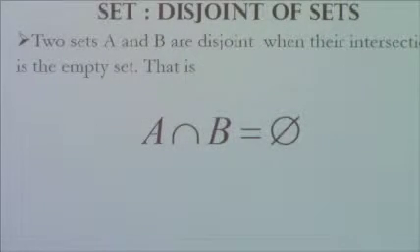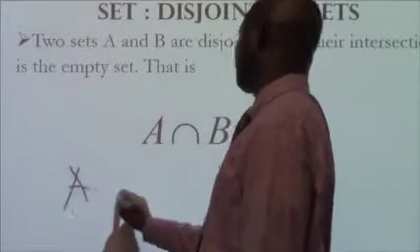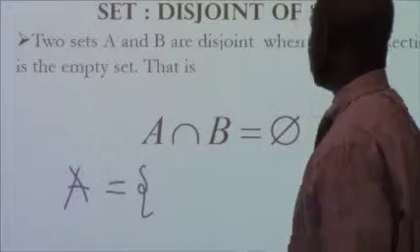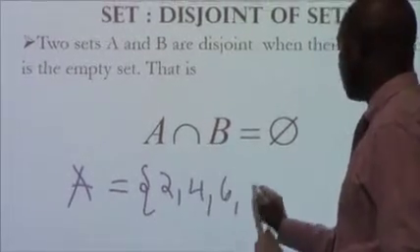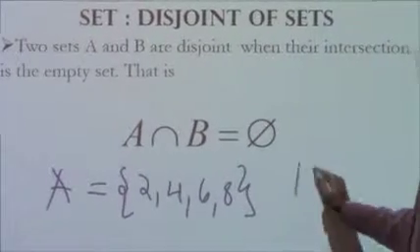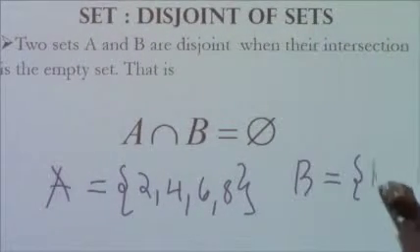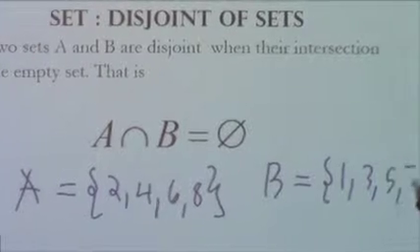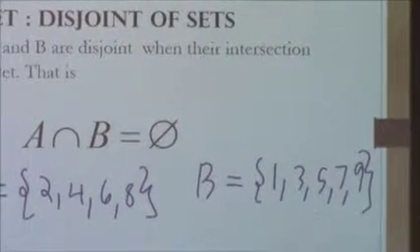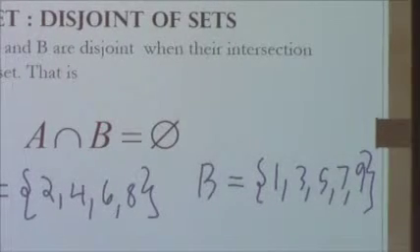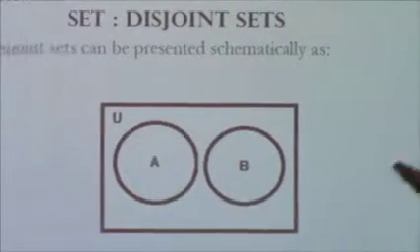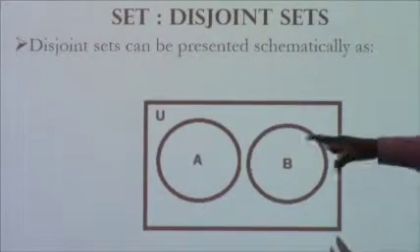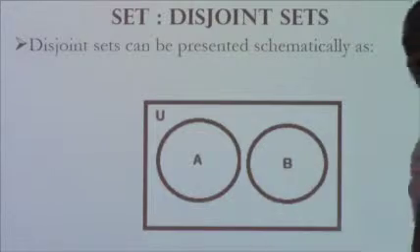Disjoint sets. Two sets are disjoint if they have nothing in common. For example, if I have set A to be the even numbers between 1 and 10, so that's 2, 4, 6, 8, and B to be the odd numbers, 1, 3, 5, 7, and 9, these two sets don't overlap. So A intersect B is empty; they do not have anything in common. We can show two disjoint sets like this. You see that set A and set B do not overlap.